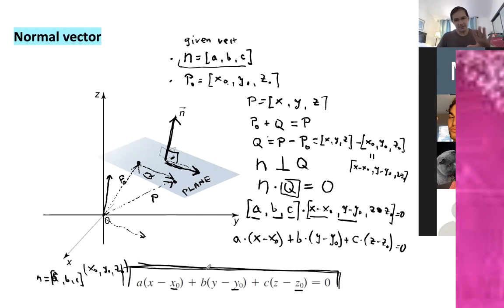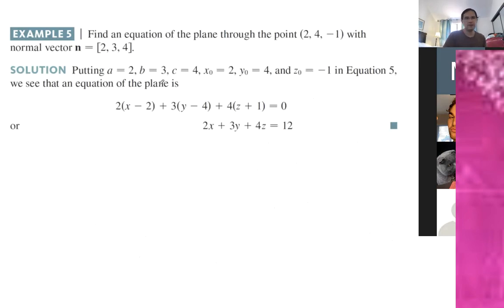Let me give you an example of how to find the equation of a plane that goes through a given point and has a given normal vector. Find the equation of a plane that is supposed to go through the point 2, 4, -1. They also gave me a normal vector to this plane, which is 2, 3, 4.